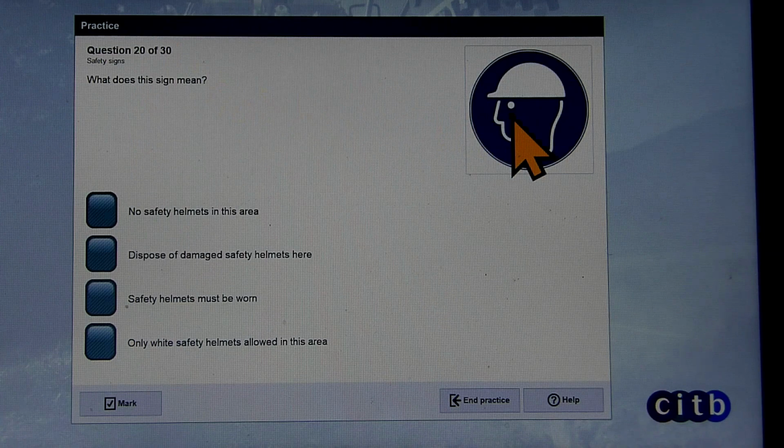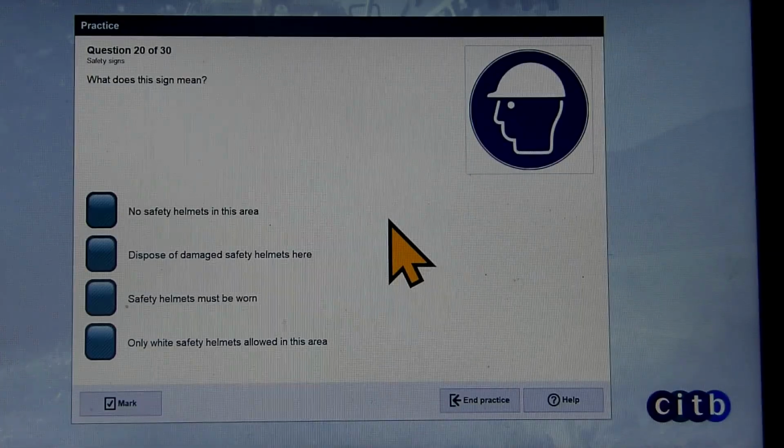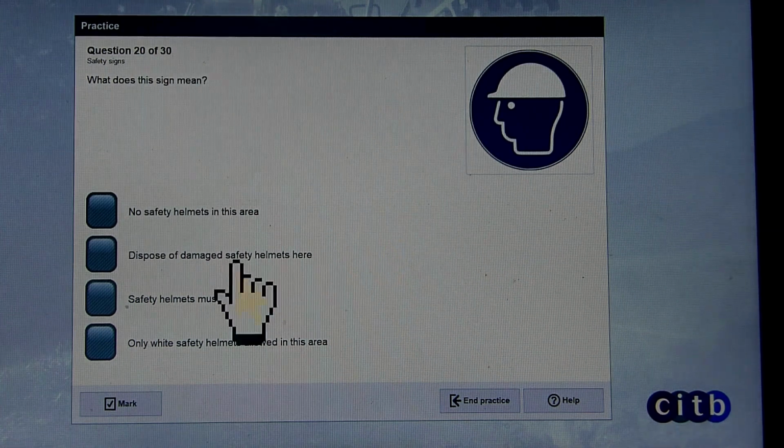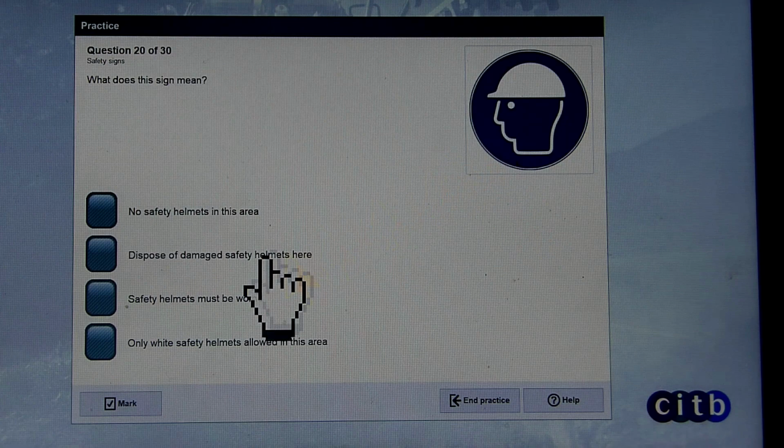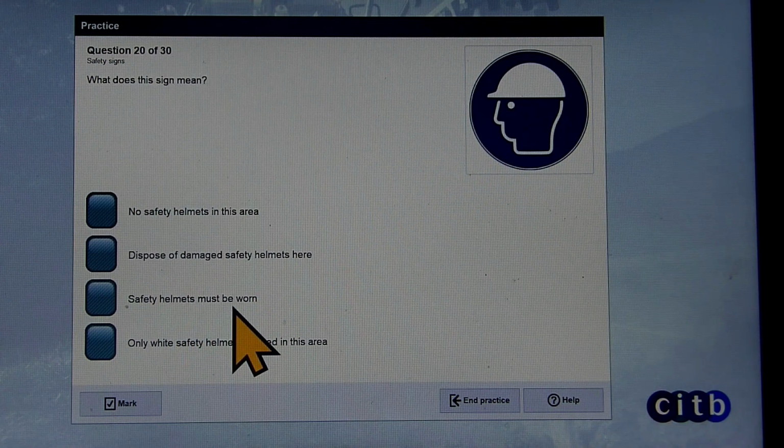Okay, how about this one? As we have said, this is blue. Blues are mandatory. Mandatory means we must use them. No safety helmets in this area? Does it mean that? No. Dispose of damaged safety helmets here? It is not about disposal. Safety helmet must be worn is the answer.